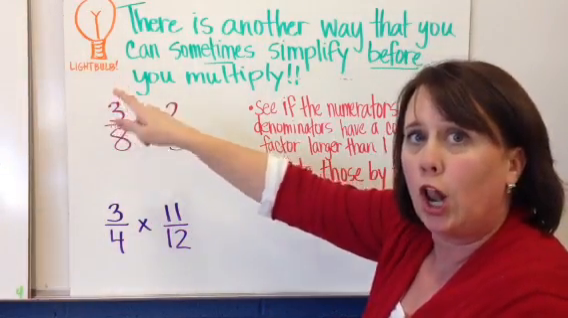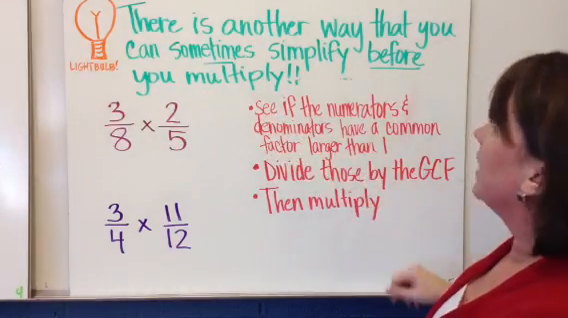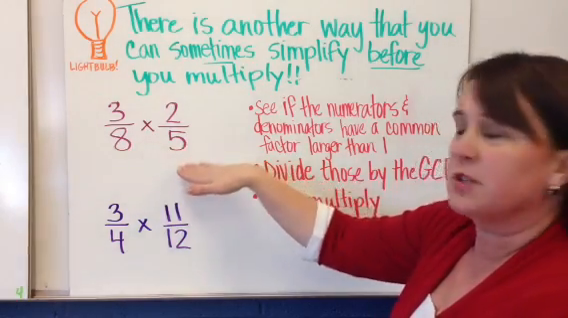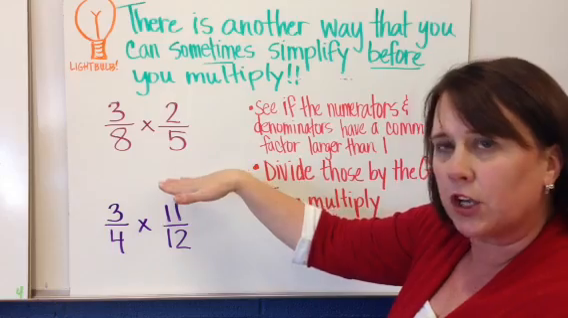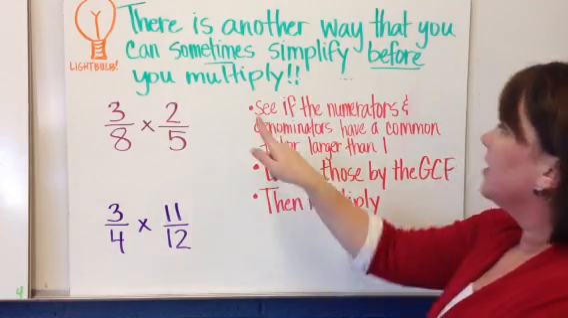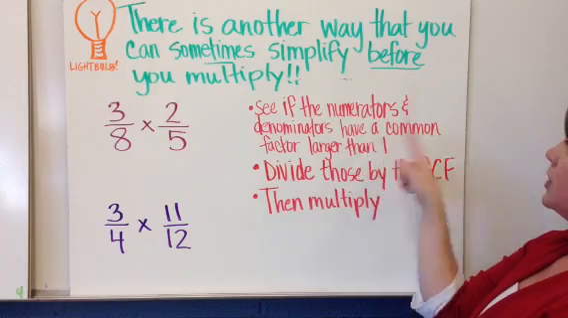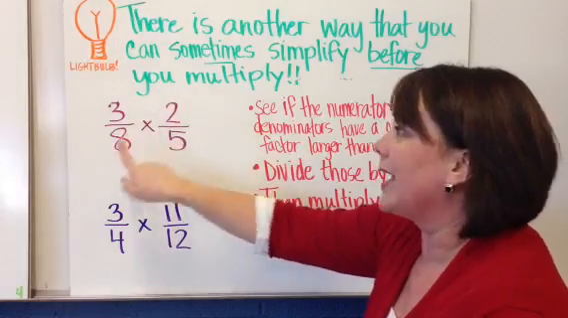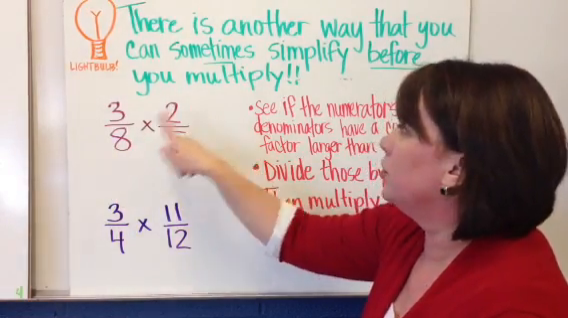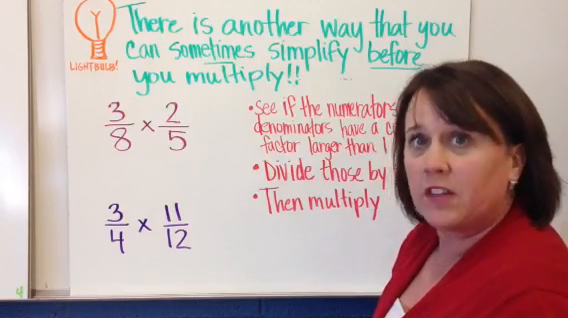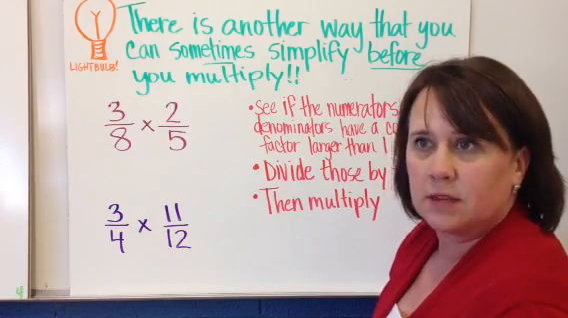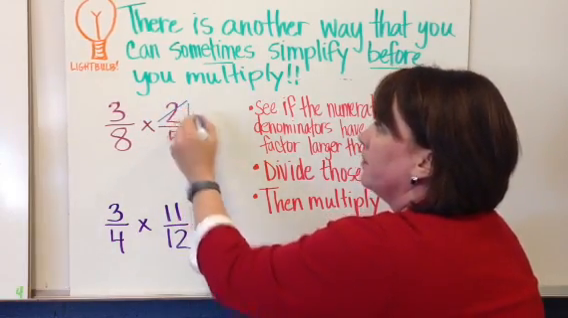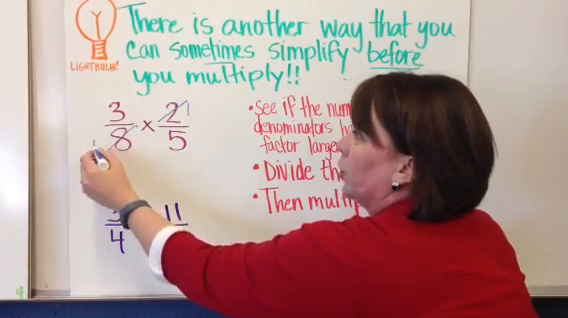Light bulb! There's another way that you can sometimes simplify before you multiply. Look at the case of 3/8 times 2/5. We just did that a minute ago, but look at what you can see. It says, see if the numerators and the denominators have a common factor larger than 1. Let's look at the numbers that are diagonal to one another. 2 and 8. There's something that goes into both 2 and 8 besides 1, and that is 2. 2 goes into 2 one time, and 2 goes into 8 4 times.